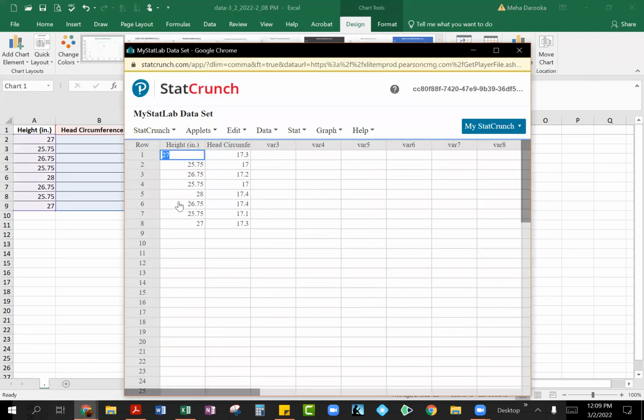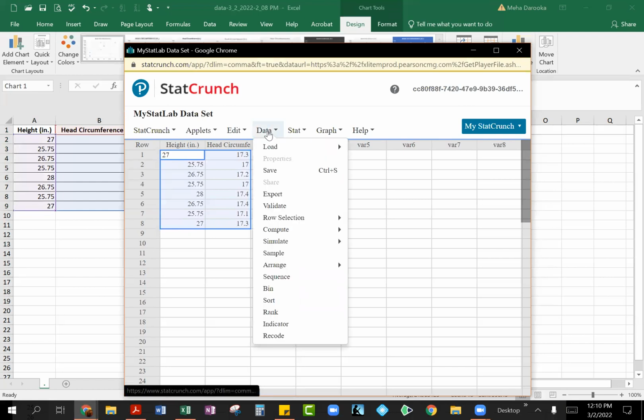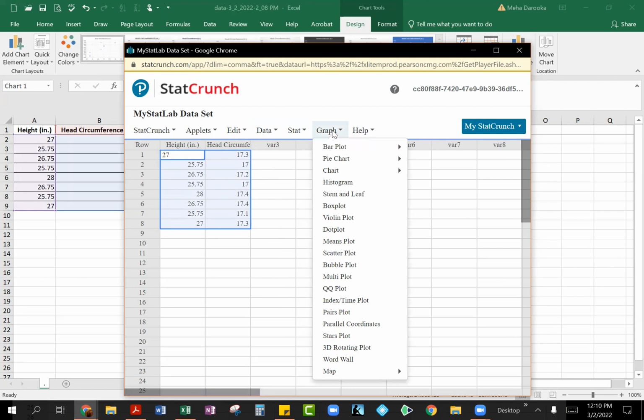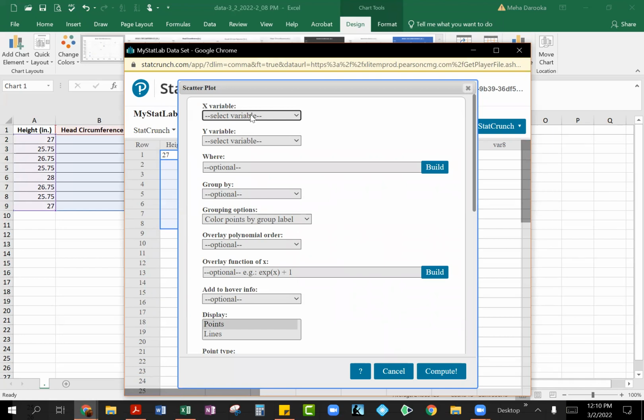If you wanted to do this in StatCrunch, then in StatCrunch also, go ahead and select your data. So go ahead and select the entire 2 columns. And then you are going to go under Graph and Scatter Plot. There you are. And then here, you're going to choose your X variable as the height, Y variable as the head circumference. And remember, we selected the height as the explanatory variable. That's why that's going on the X variable. And I imagine that's pretty much it.